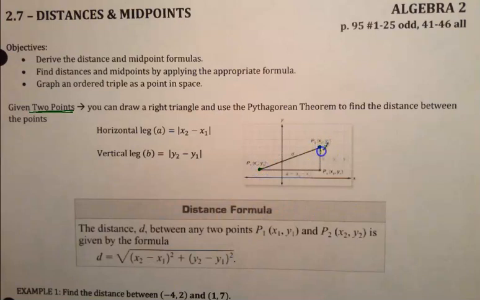And so this is where we draw in our Pythagorean theorem, right? We have our legs. Our horizontal leg, or a down here, its distance is the absolute value of x sub 2 minus x sub 1. And our vertical leg, or b over here, its distance is the absolute value of y sub 2 minus y sub 1. So we subtract our y's from our two different points.